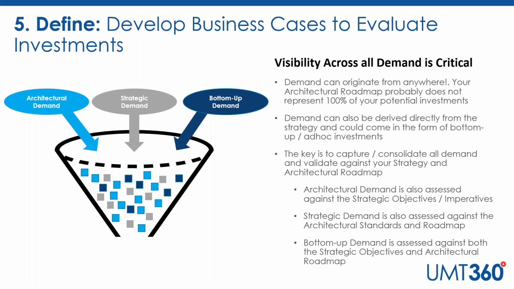So obviously, the architectural demand most likely was assessed against the strategic imperatives when it was originated. If we have strategic demand, as we'll discuss, coming directly from the strategy, it has to be assessed against the architectural roadmap from a compliance point of view. And one has to change. Maybe the architectural roadmap needs to be updated. Maybe the initiative needs to be updated as well, or redefined based on that architectural map. And bottom-up demand as well. If bottom-up demand comes in, it should be assessed against both the strategic plan as well as the architectural roadmap for compliance reasons as well.